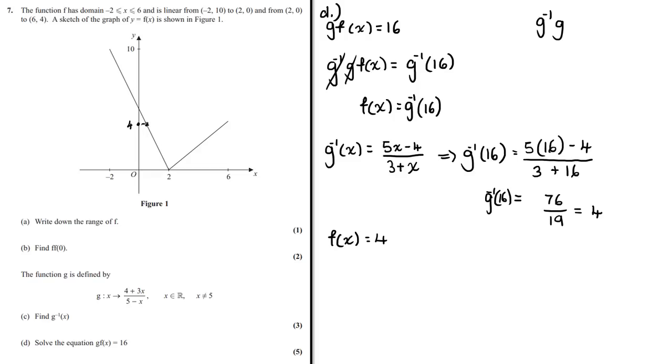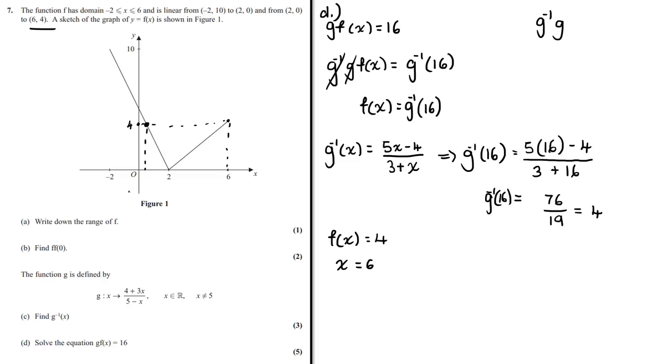So we get 2 points. We get this point here, and we get this point here. And we already know this point. This is 6, 4. So when f of x is equal to 4, x is equal to 6. We can see that from figure 1. But what we are interested in is this second solution here. That's what we're looking for.